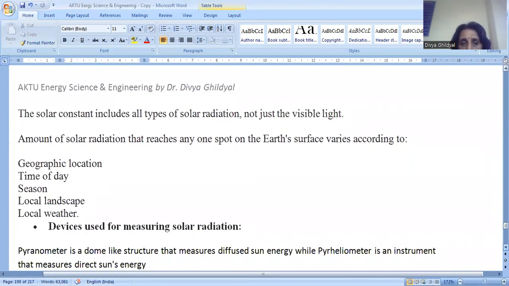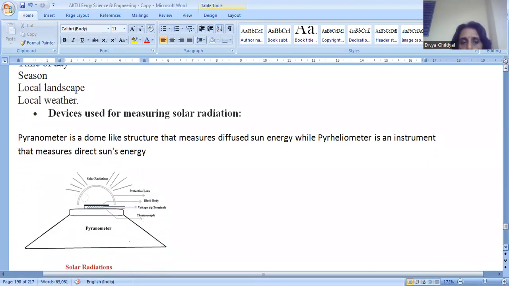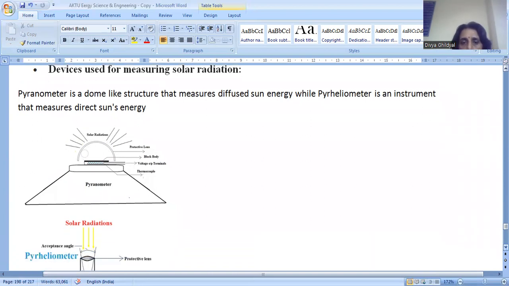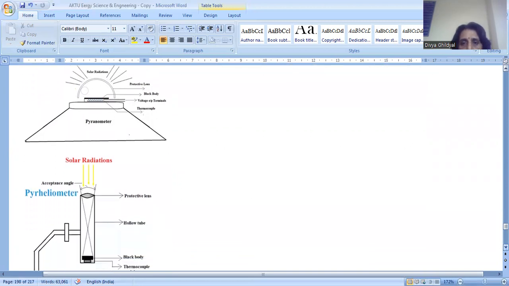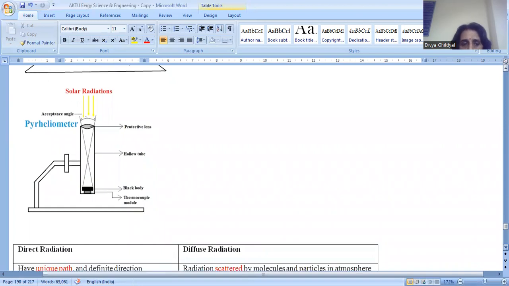The amount of solar radiation that reaches any one point on the Earth's surface varies according to geographic location, time of the day, season, local landscape, local weather. Devices which are used to measure solar radiation are pyranometer, which is a dome-like structure that measures the diffused sun energy, while pyrheliometer is an instrument which is also used to measure solar radiation.